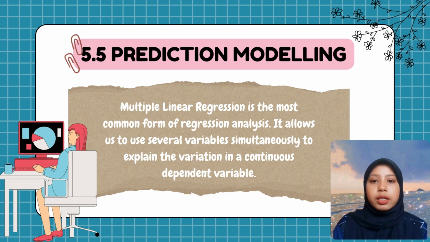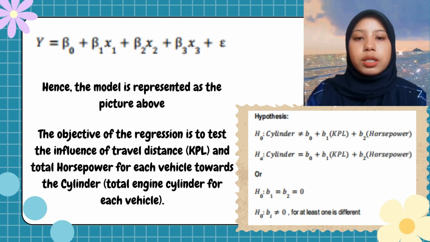Multiple linear regression is the most common form of regression analysis. It allows us to use several variables simultaneously to explain the variation in a continuous dependent variable. Hence, the model is represented as the picture above, where y is the dependent variable, which is cylinder, and B1, B2 or Bk are parameters, which are kpl and horsepower. The objective of the regression is to test the influence of travel distance, kpl, and total horsepower for each vehicle towards the cylinder, the total engine cylinder for each vehicle.